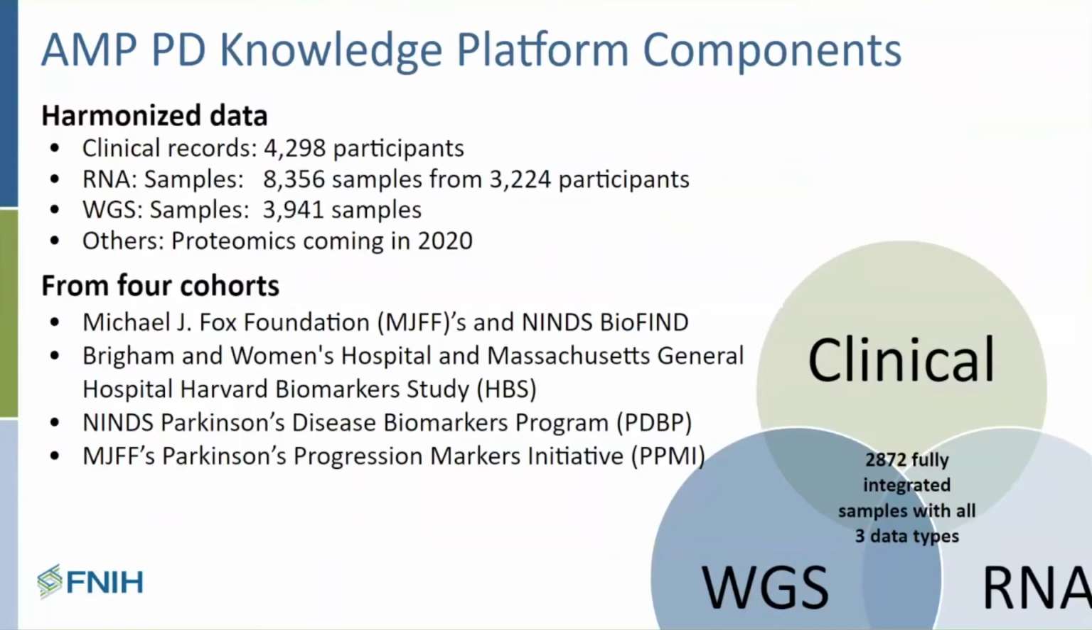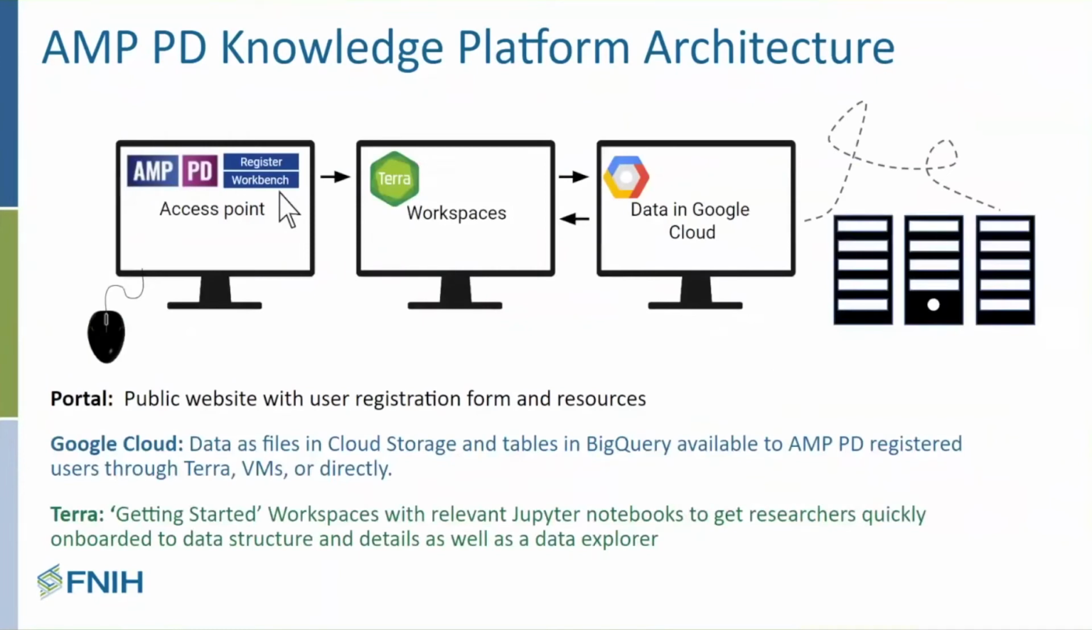Right now, this slide summarizes what is in the AMPD knowledge platform. I won't go through all the numbers, but I'll point out that the clinical records and the RNA samples are longitudinal, which is one unique aspect in itself. Again, all this data is coming from 4 large cohort studies, which you see listed there. This slide shows the structure of the AMPD platform, which includes the portal, the Terra workspaces, and the data existing in the Google Cloud. Each part of the structure will be explained in detail as we go on through this webinar.